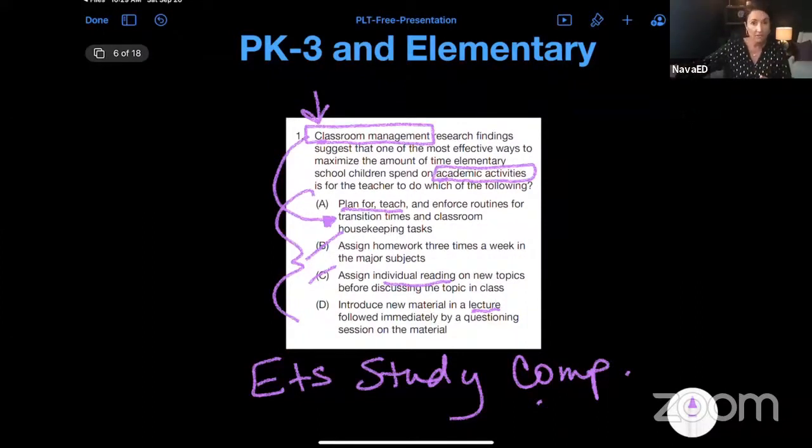Your kids who are not doing anything wrong, they're like, I'm finally getting into this thing. And now the instruction is broken. So always A is going to be the best answer here. Always plan for those procedures.